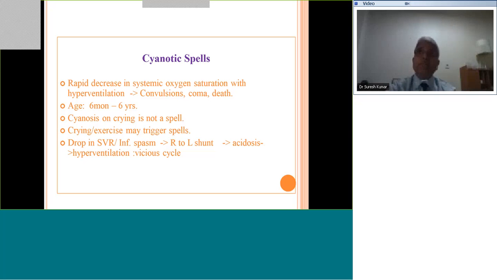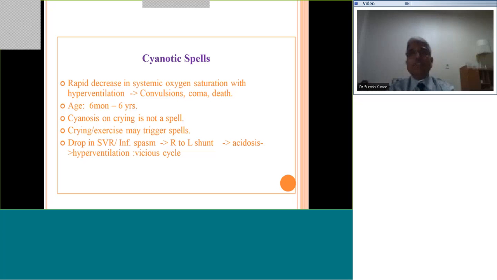Crying or exercise might trigger a spell. Why the spell occurs, whatever is the trigger, be it crying or be it exercise, there's a drop in systemic vascular resistance, or there may be an infundibular spasm which is mediated by the sympathetic overactivity. This results in a right to left shunt, and the tachycardia that goes with it causes a reduction in the ventricular volume and further exaggerates the right to left shunt.